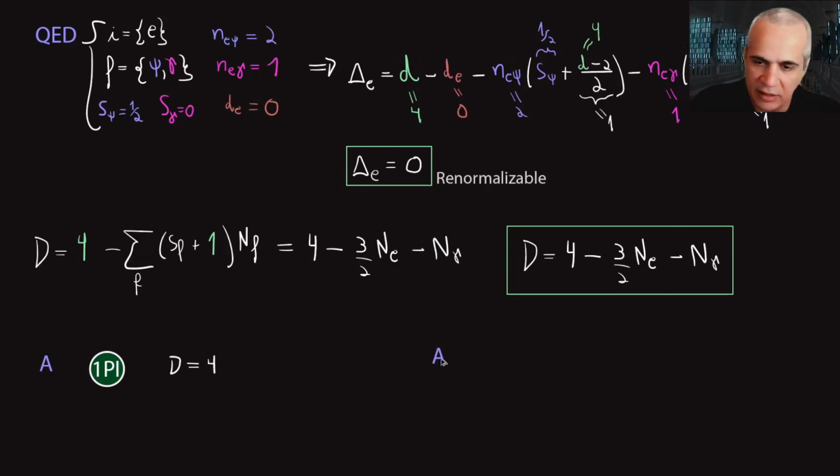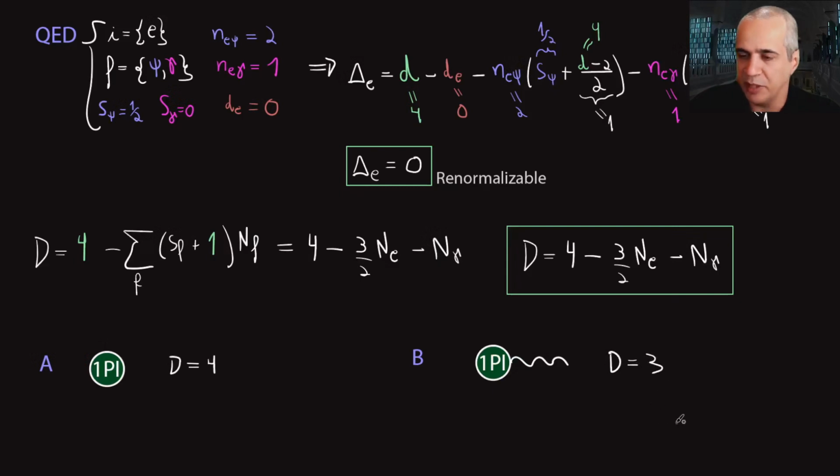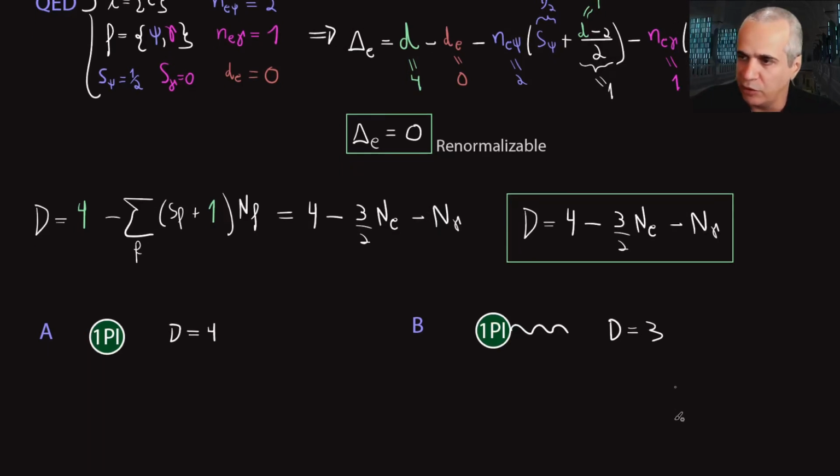The second class of diagrams, let's call this B, is when I take this guy and add now one external leg. Let's start adding photons first. I could start by increasing photons or electrons. Let's start with that. Increasing a photon, according to the formula, decreases the superficial divergence by 1. So the superficial divergence of these guys is 3. Let's continue our classification.